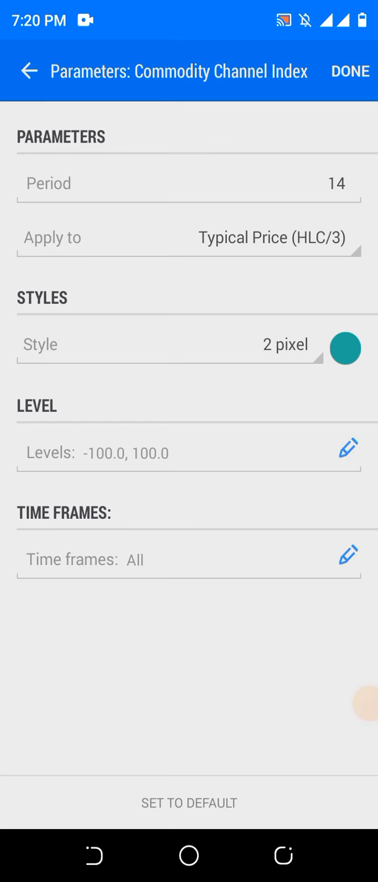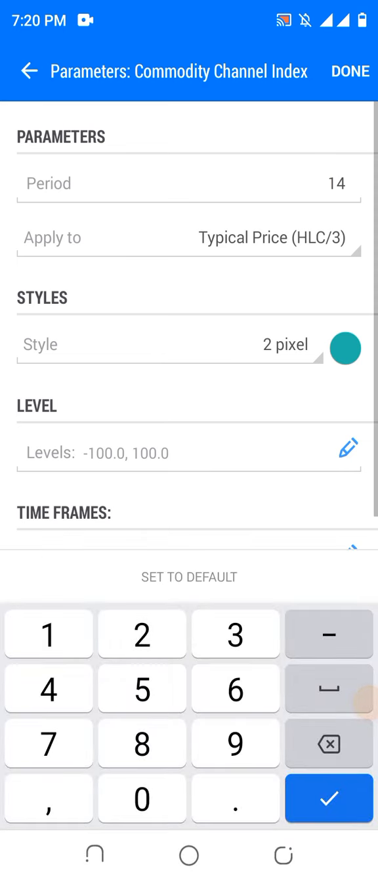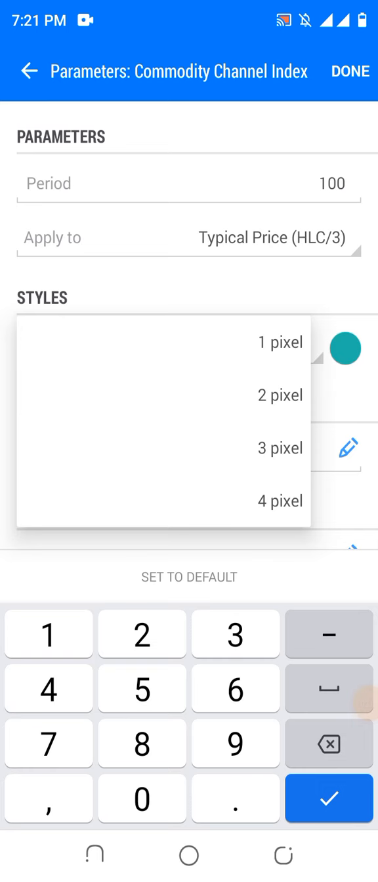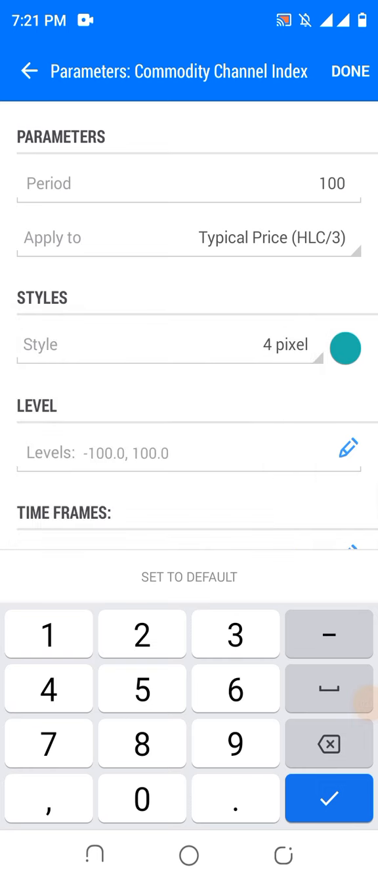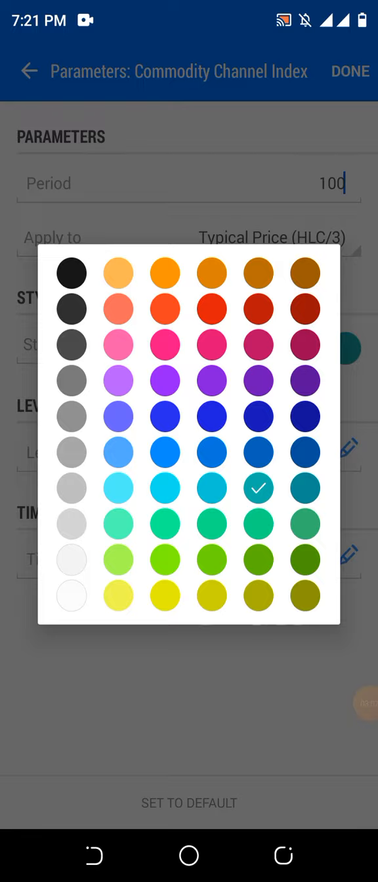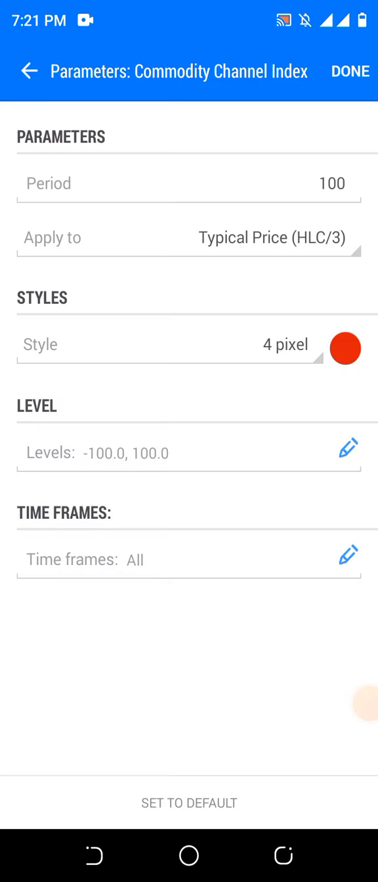This is what you are going to see, the period 14. But now pay attention, this is where the setting comes in. The first thing you need to do is change this to 100. Then apply to typical price. Do you understand? Apply to typical price. Then the style: change the pixel size to 4, and change the color to red.